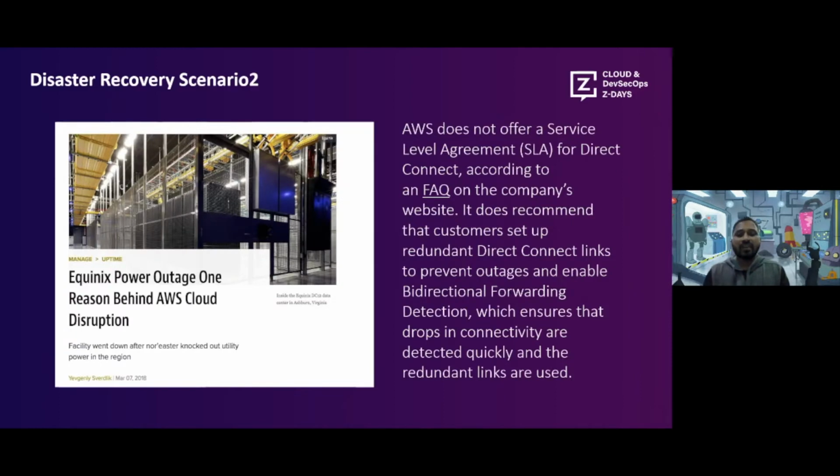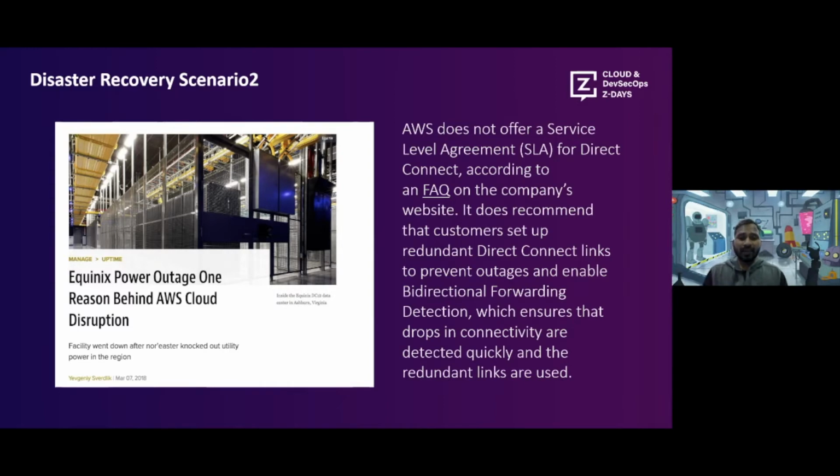Disaster recovery scenario 2 is about the Equinix data center outage, which happened in 2018. It was because of an East Coast weather disruption to one of the Equinix data centers, which hosts the AWS Direct Connect links. As part of that, multiple AWS Direct Connect links went down, and as per the information, it was caused by the weather disruptions and power outages in that data center.